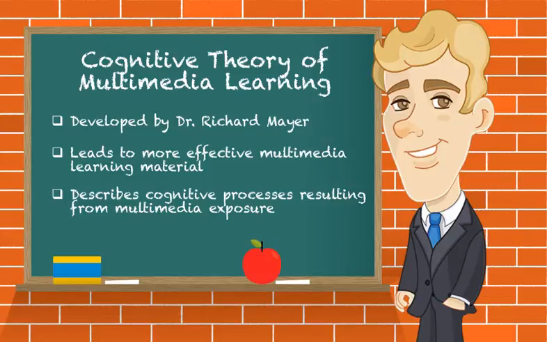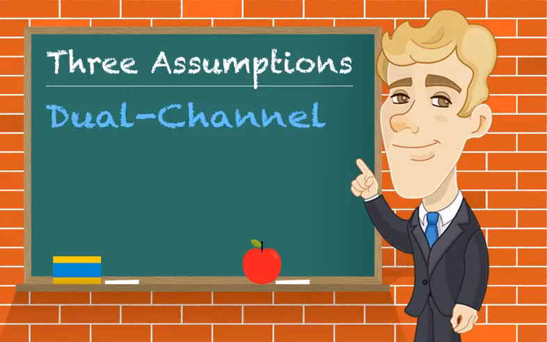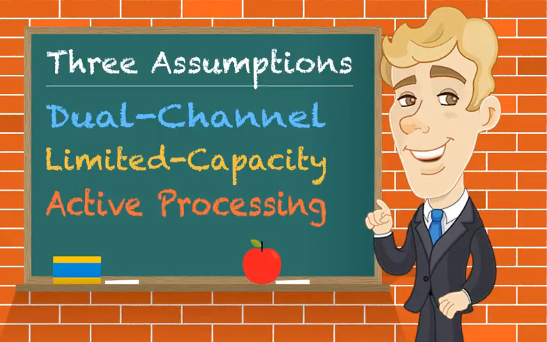The cognitive theory of multimedia learning is based on 3 important assumptions: the dual channel assumption, the limited capacity assumption, and the active processing assumption. Go ahead and choose one of the 3 assumptions to start learning.